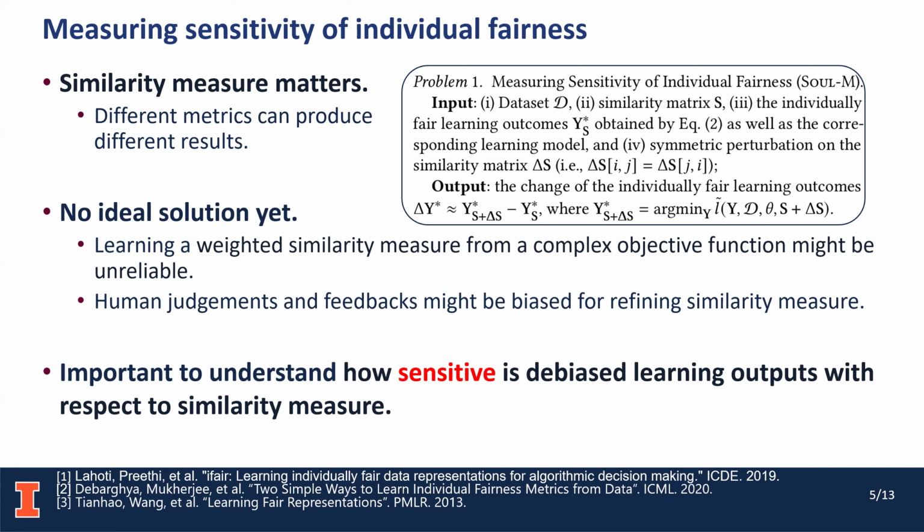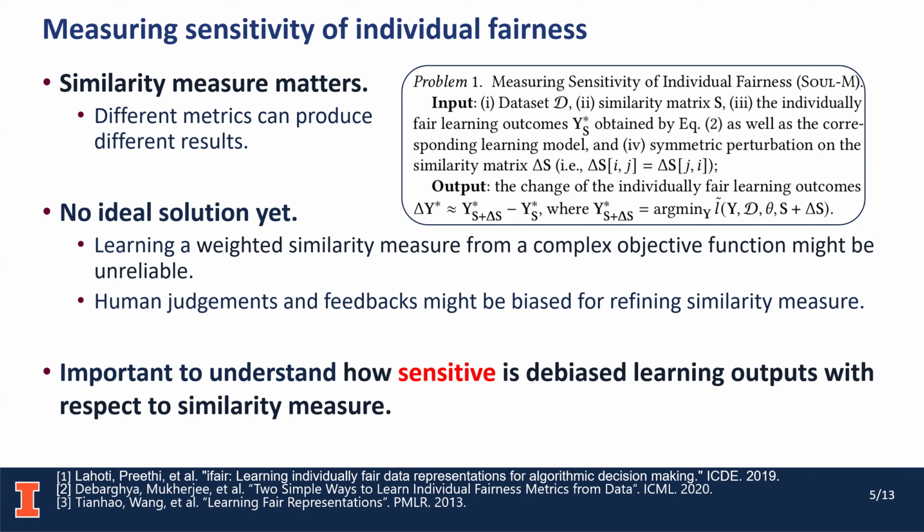Another group of works tries to include human feedback, annotation or judgments, which requires a lot of human effort, which could be expensive. Their measurements would be task specific, and the human judgments themselves could also be biased or malicious. So right now, there's no perfect solution for this problem. Therefore, we point out in this paper that it is important to understand how system-based biased learning outputs change with respect to the input similarity measure changes.